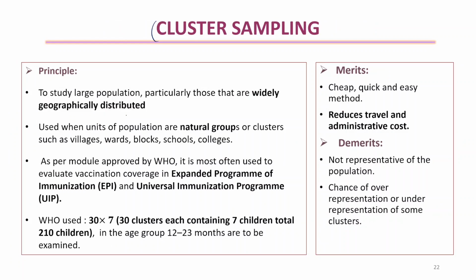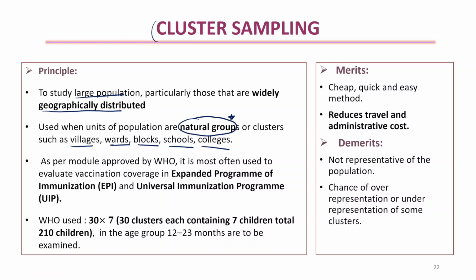Now let's discuss one of the most important methods in public health, cluster sampling. Cluster sampling is used to study large populations, particularly those that are widely geographically distributed. It is used when units of the population are natural groups or clusters such as villages, wards, blocks, schools, colleges, etc. So instead of selecting individuals directly, we first divide the population into natural groups, which are called clusters, and then we randomly select some clusters.